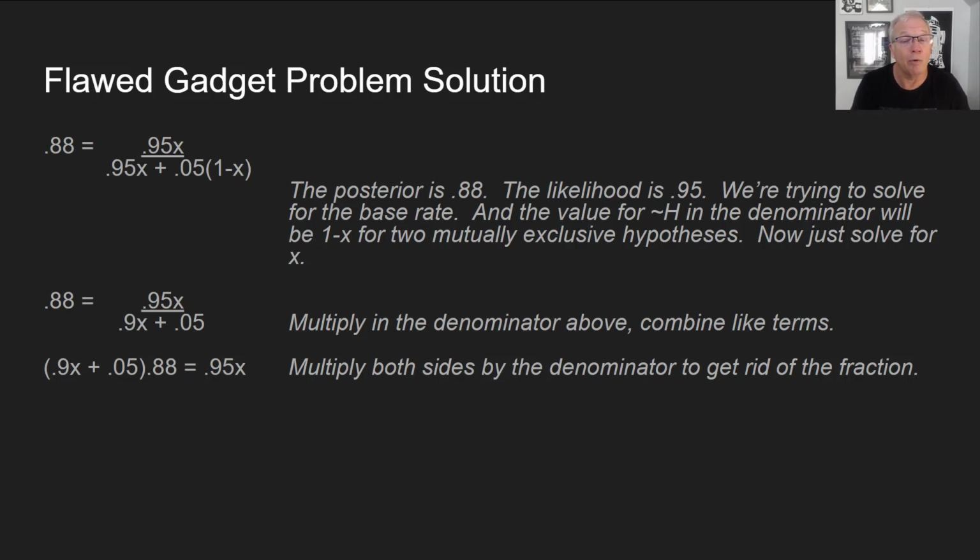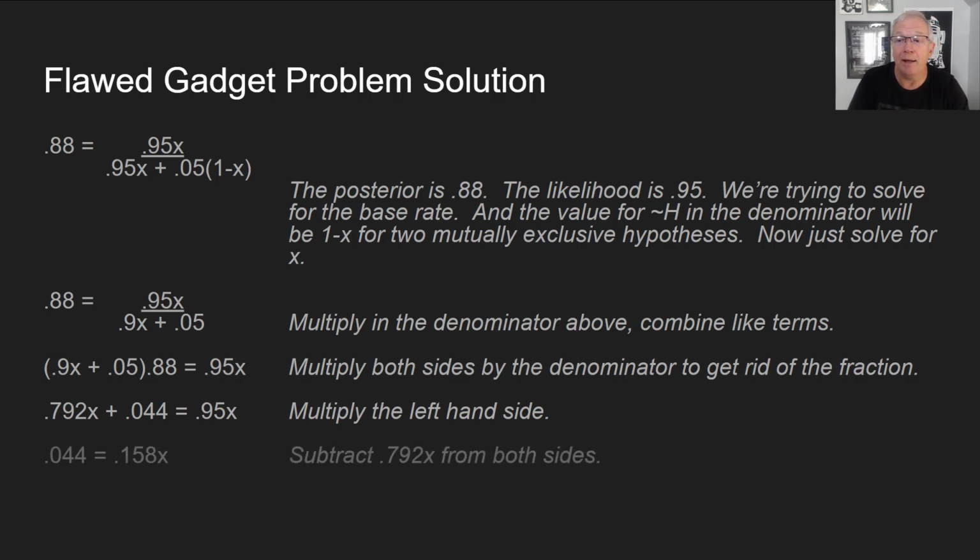So now what we're trying to do is to get x isolated on one side of the equal sign and get a number on the other. We're trying to solve for x. So now I've gotten rid of the fraction. I can multiply the left-hand side, multiply that 0.88 by both things in the parentheses, and I get 0.792x plus 0.044 equals 0.95x. And now I can subtract 0.792x from both sides, and I'm left with this equation.